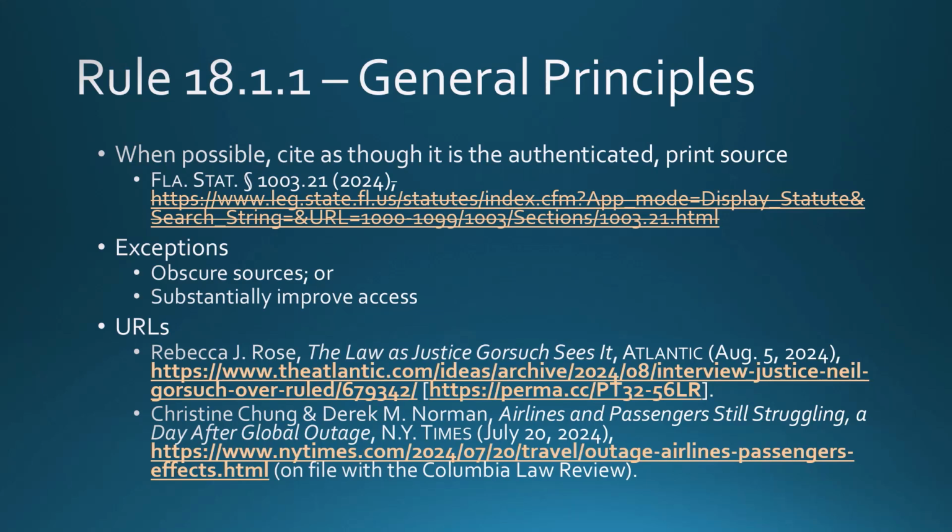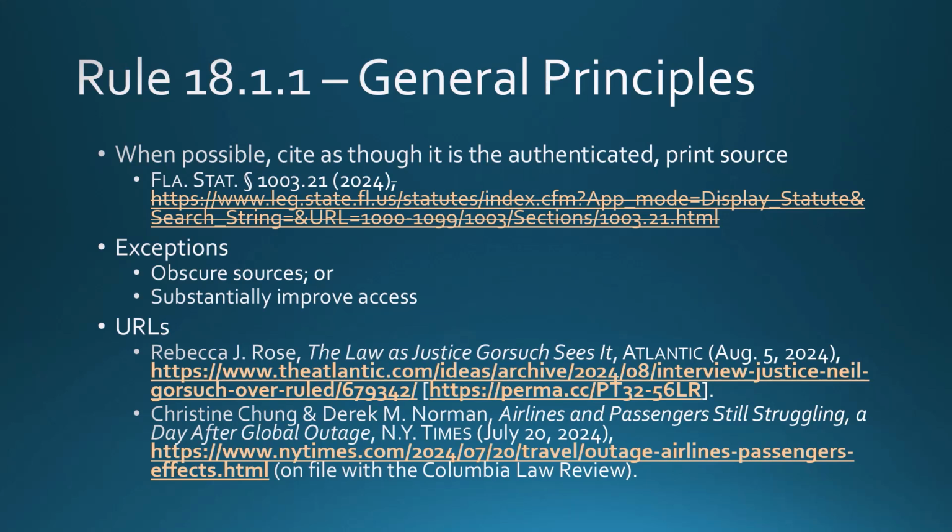First, if your online source has a print version, you can cite as though your version is the print copy. For example, say you access the Florida statutes through the Online Sunshine website. You can cite the statute without the URL of the website because an official copy of the Florida statutes exists in print. The exception to this is when the print source is so obscure as to be practically unavailable, or if the URL will substantially improve access to the source.